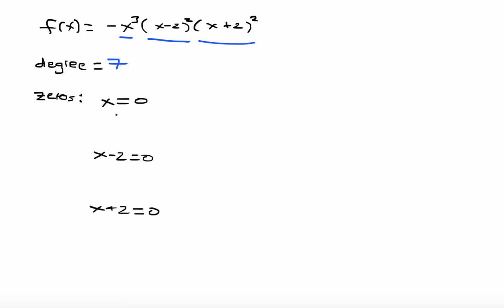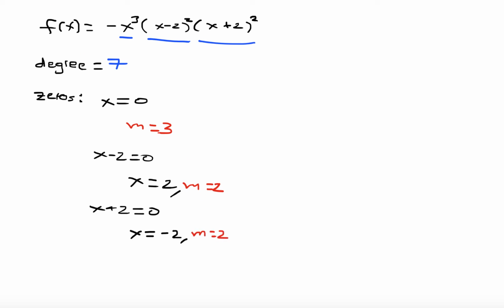And obviously, x is just equal to 0. But what is the multiplicity here? Here the multiplicity is 3, because it's essentially x times x times x. Here, x minus 2 is equal to 0, then x is equal to 2. But once again, this multiplicity is 2. It's even. It has an even multiplicity. And then finally, if x plus 2 is equal to 0, then x equals negative 2. And similarly here, that multiplicity is 2 as well.